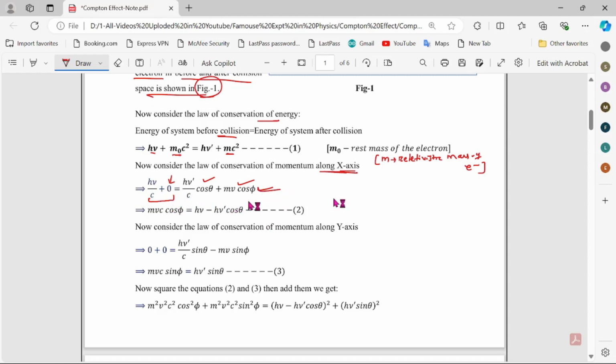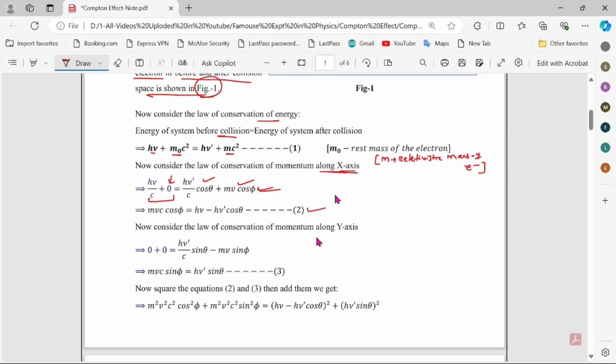So simply solve this equation, and we found here, c will be multiplied with this one, and then h mu dash cos theta. If I take this side, then it will be minus h mu dash cos theta. Okay, so let this be your equation number 1.